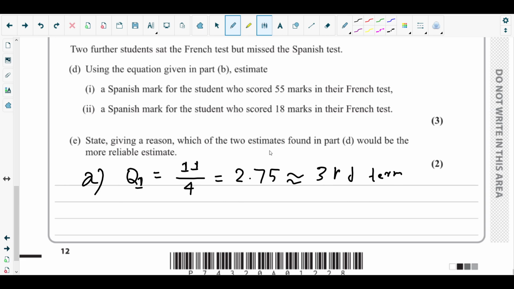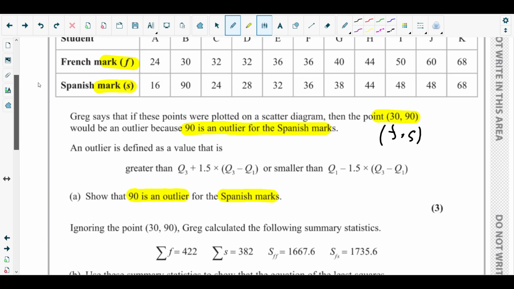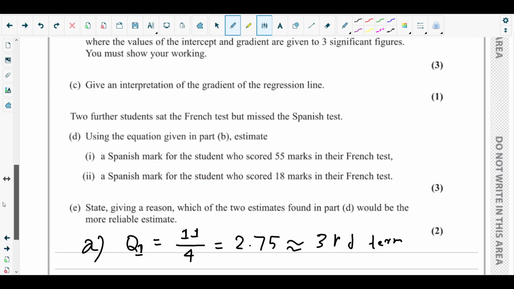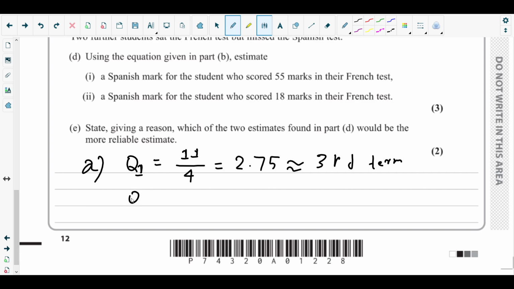So what would be the third term? Keep in mind the values are not arranged here, so consider them in ascending order. The smallest value is 16, the first term. After 16 comes 24, the second term, and the third term is 28. So Q1 is 28.